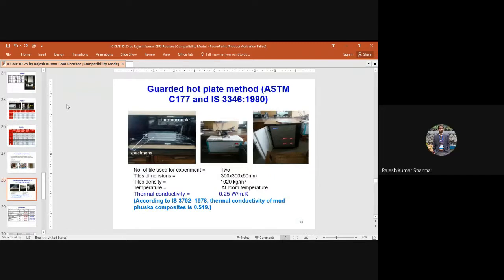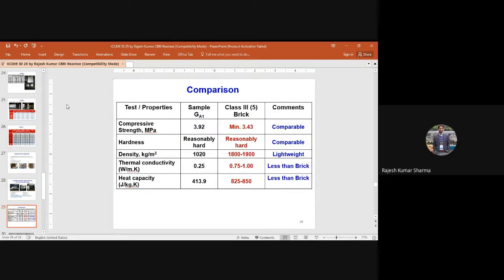And for tile, we have rechecked the thermal conductivity by transient state method as well as gradient hot plate method using ASTM C177. And we have found that at density of 1020 kg per meter cube, the thermal conductivity was 0.25 watt per meter Kelvin. And according to IS 3792, K value for mud Fusca composite should be less than 0.519 watt per meter Kelvin. So this is comparative chart as replacement of brick.